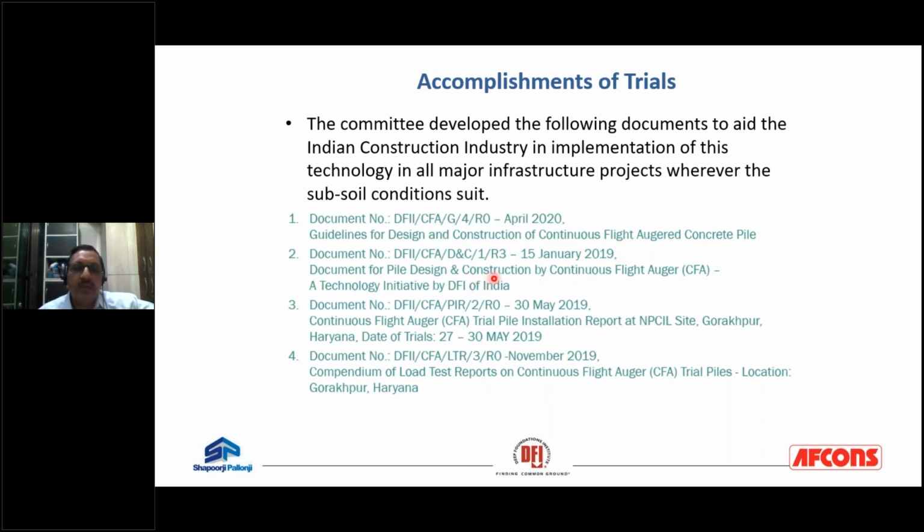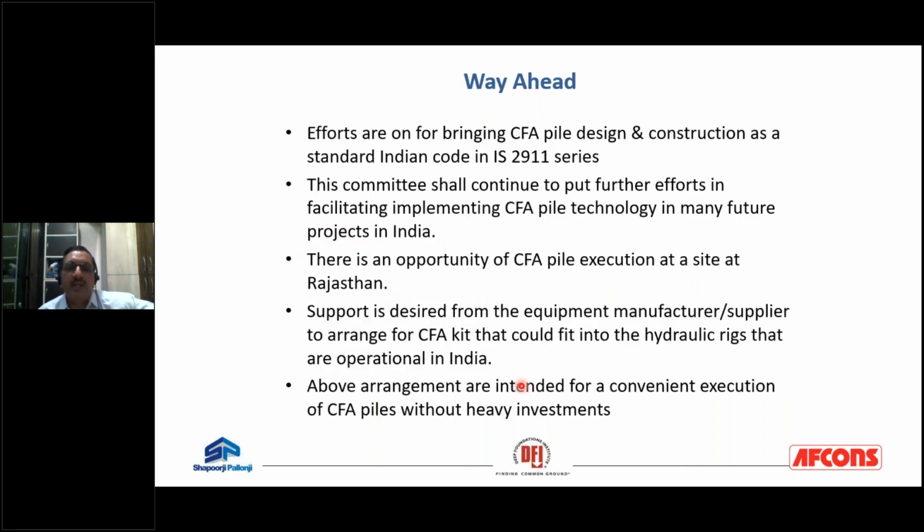Then there is another document that is a pile design and construction document. It gives you an idea of the various design that went into the construction of the trial piles we executed at the site. Then the execution report is brought out in document number 3. And document number 4 is a compilation of all the load tests which we had performed on our trial piles. These documents can be made available if any written query is provided to the DFI of India.